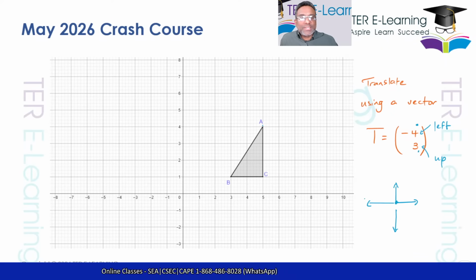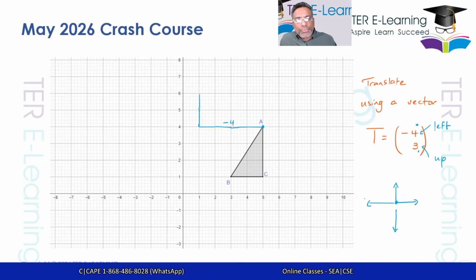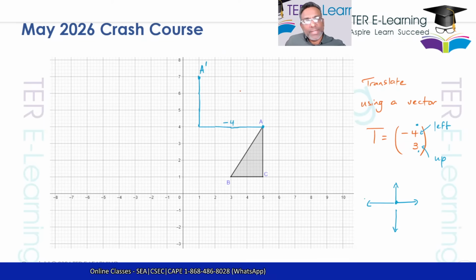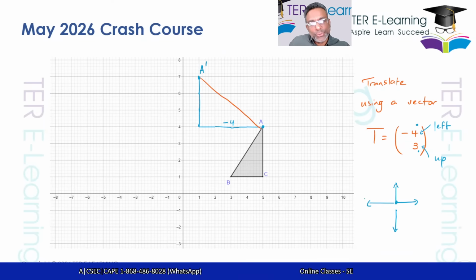So what you can do, you can start with any one of your vertices here. So if I start with A, and since I'm going -4, you're going to check 1 unit to the left, that is 2 units to the left, right? This is 3 units to the left. This is 4 units to the left, right? So I'm checking 4 units going to the left here. So this here is -4. I'm moving 4 units that way. And then we have the positive 3. So you're going to move 3 units upwards. 1, 2, 3. So therefore, this point A here is going to become your A prime.